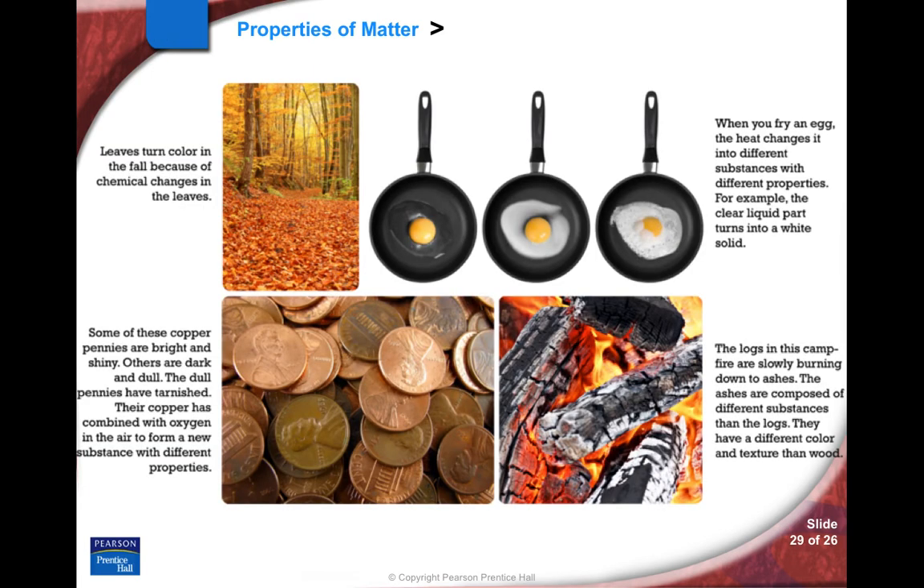That's fermentation. So the decomposition of leaves, the cooking of an egg, the tarnish on a penny, the burning of a log, those are all chemical changes. There's something new. Okay, we've denatured the protein. We don't have wood anymore. We have carbon dioxide and thermal energy.